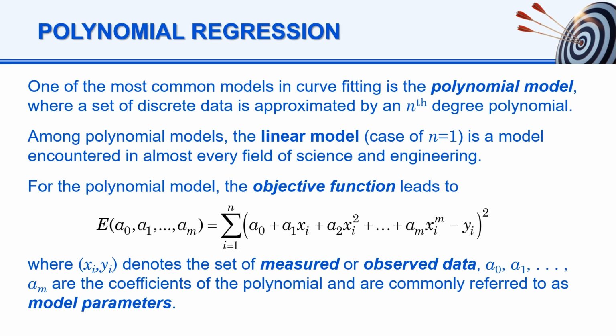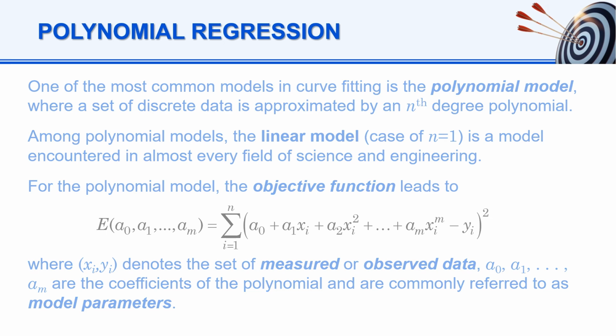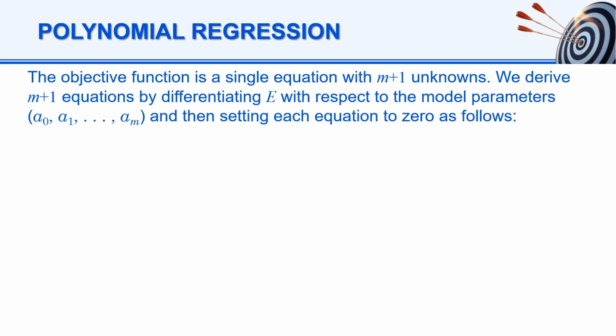a0 through am are the coefficients of the polynomial and are commonly referred to as model parameters. The objective function is a single equation with m plus 1 unknowns. We derive m plus 1 equations by differentiating E with respect to the model parameters and then setting each equation to 0 as follows.